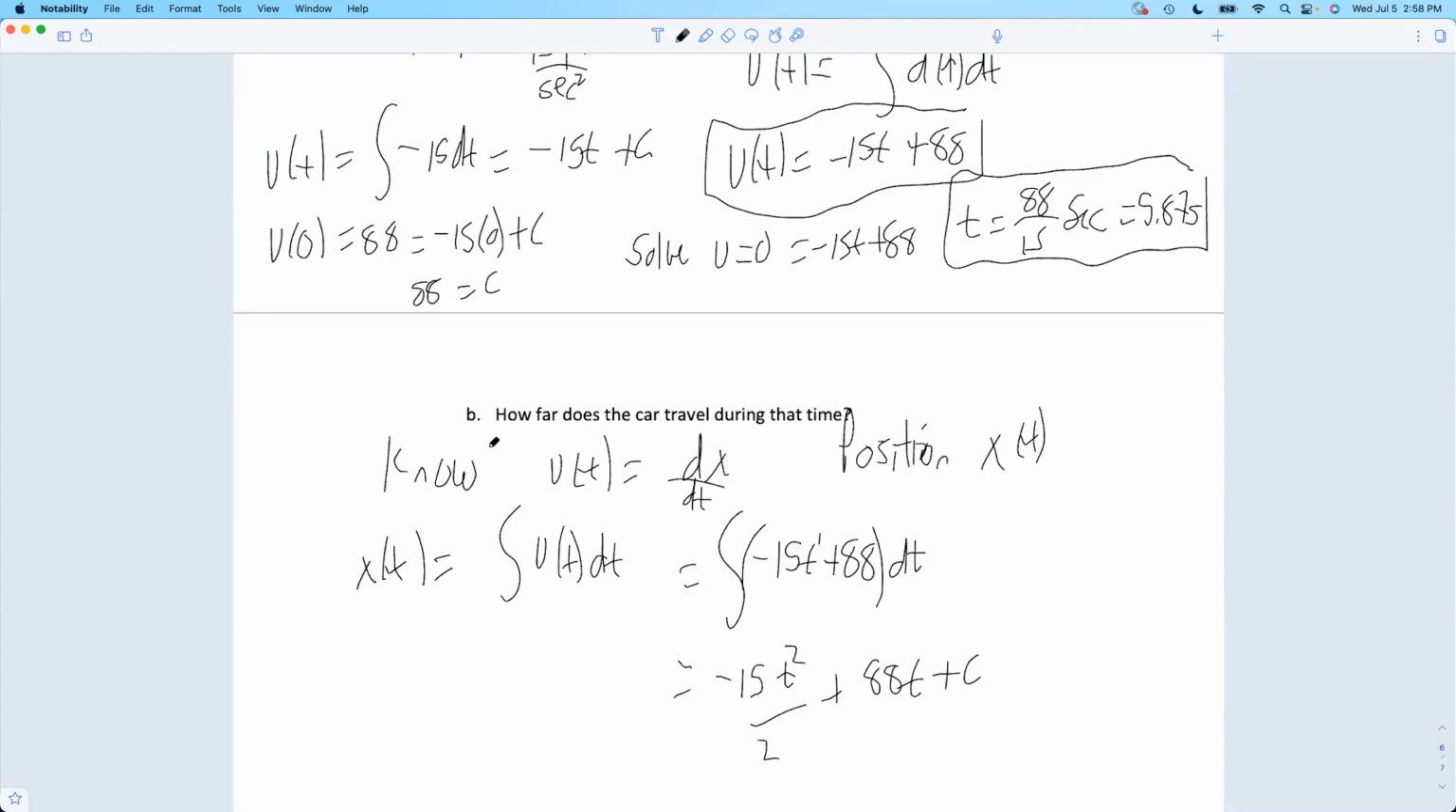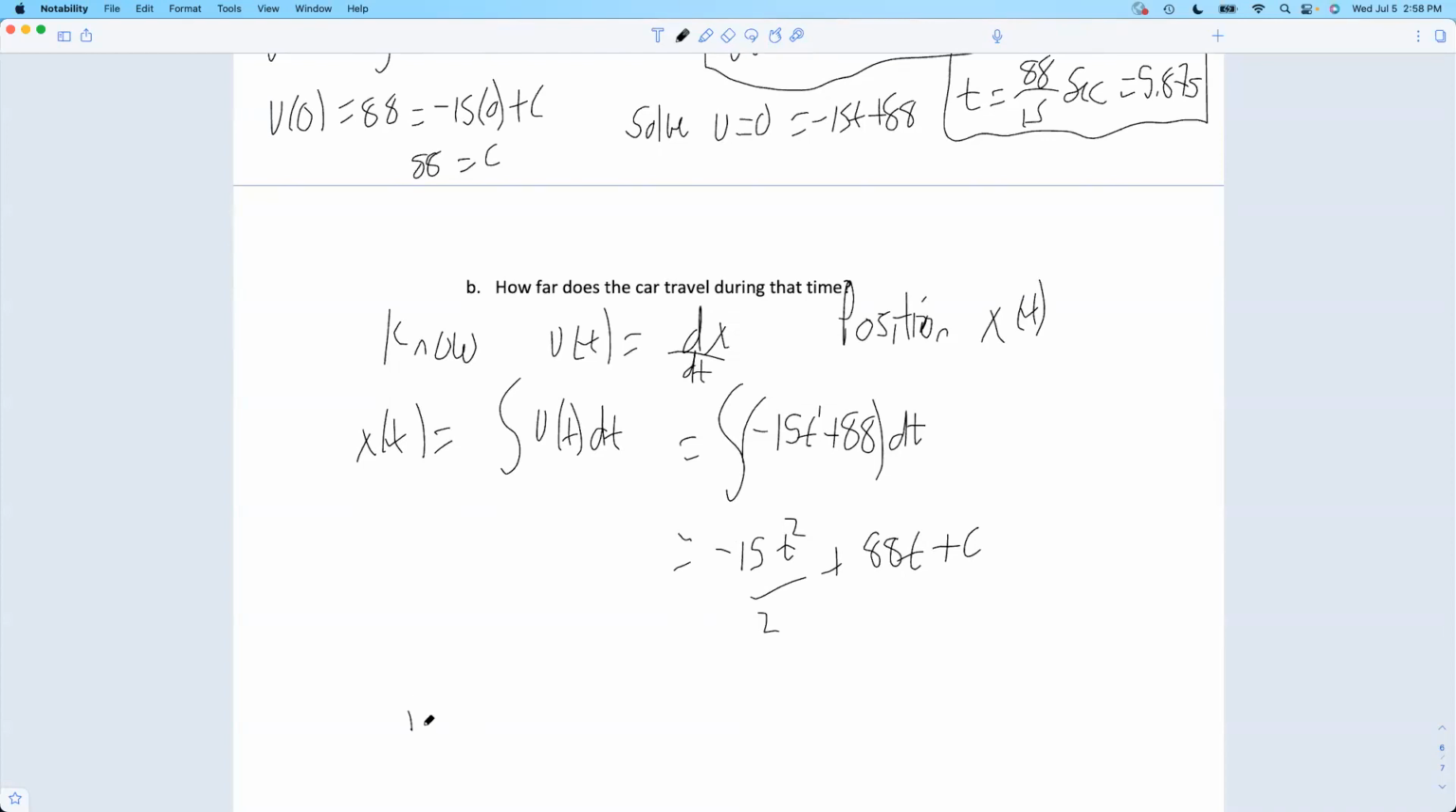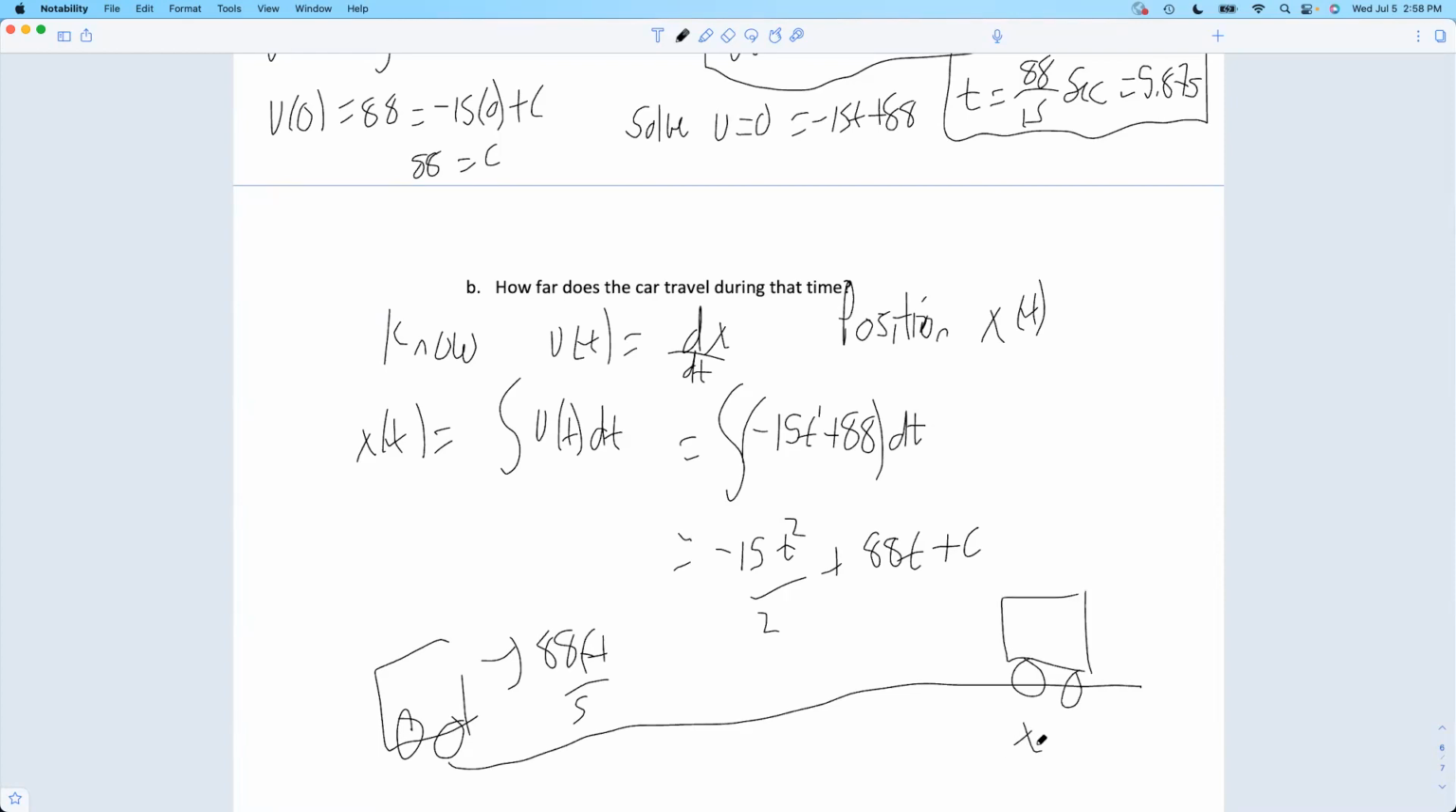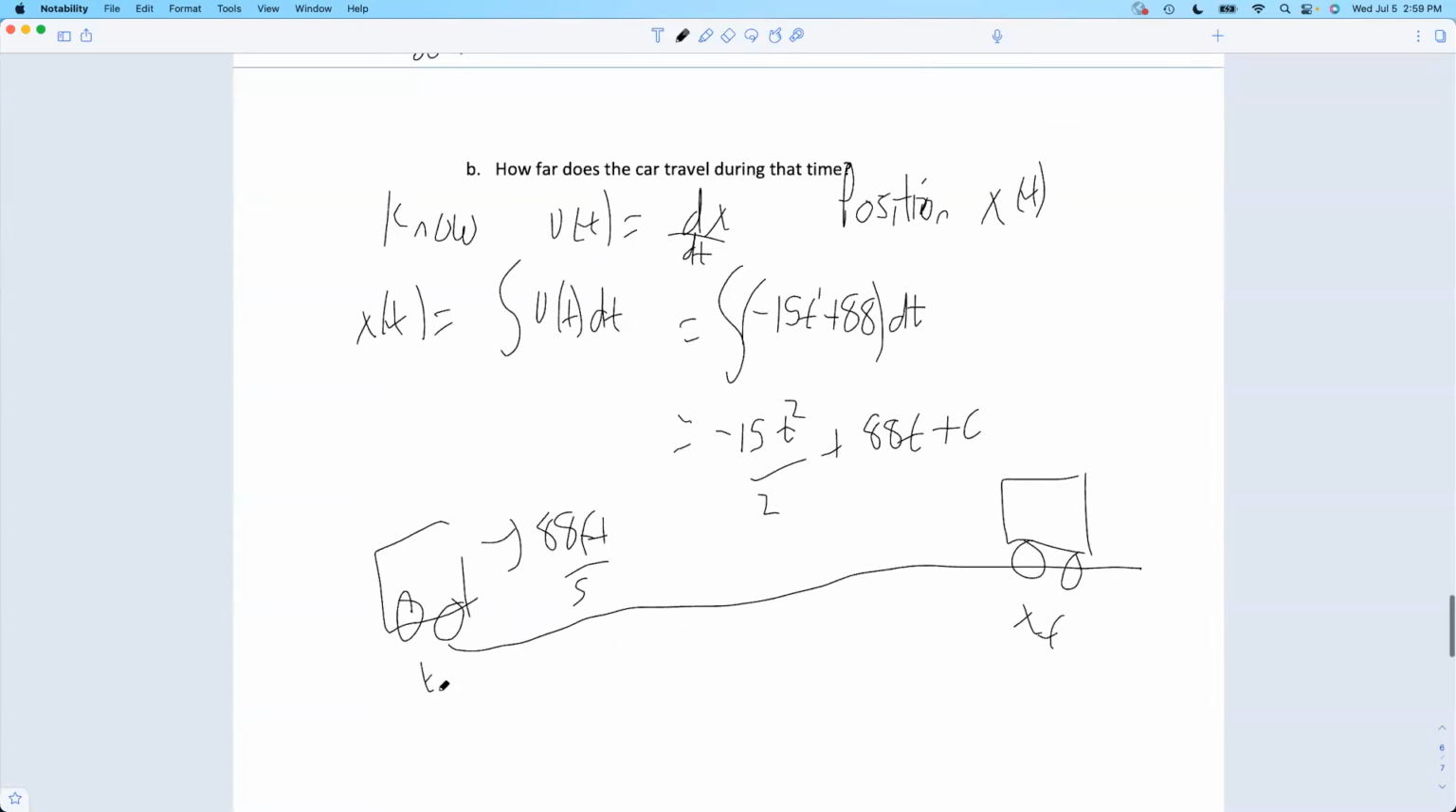Now, I'm not looking for a new position. I'm looking for change in position, right? A couple of ways to think about this. So I had my car here. Here's my car. He's moving along. He's going 88 feet per second, and he starts to slow down. He's going to end up over here at some final position. We could call this some initial position here. And the acceleration, he's slowing down. Acceleration will point in the opposite direction, -15 feet per second squared. What I'm looking for is this distance here.